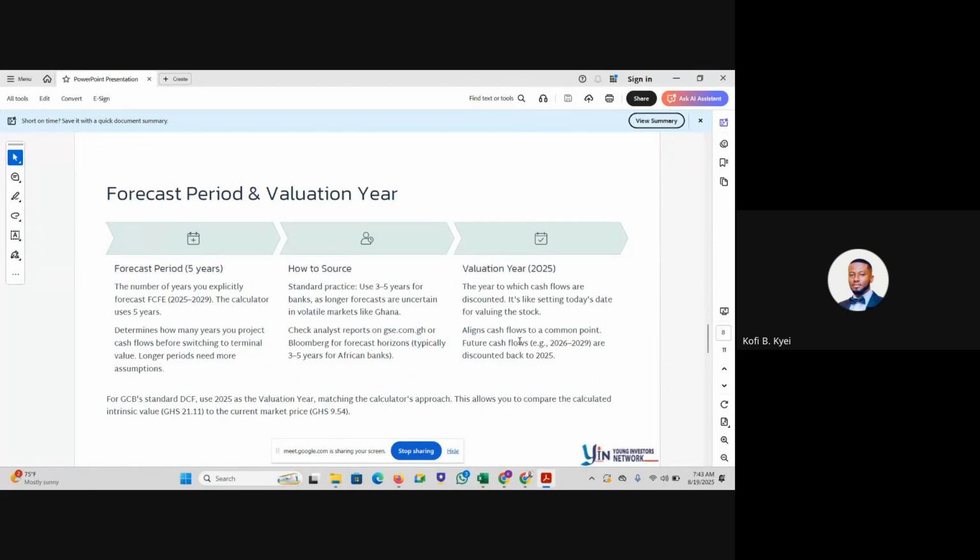The forecasted period is normally 5 years, standard 3 to 5 years. In Ghana, if you project over a longer period, the likelihood is that you will not get very good figures, because the Ghana market is very volatile and responds to shocks from everywhere globally. So normally 3 to 5 years is what we use. The valuation year is the current year.